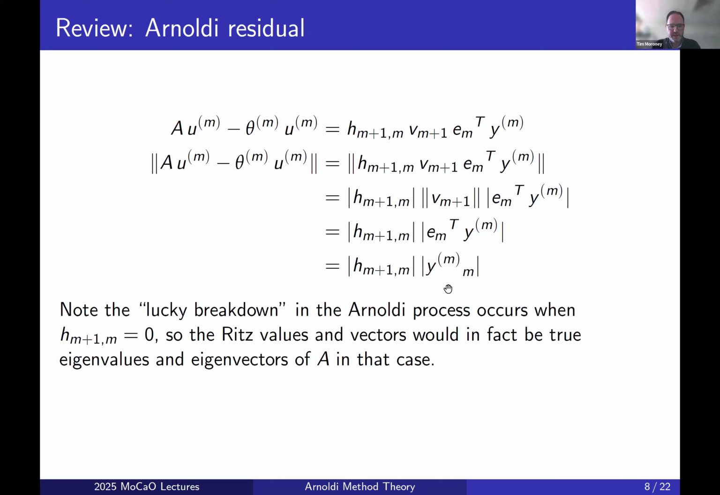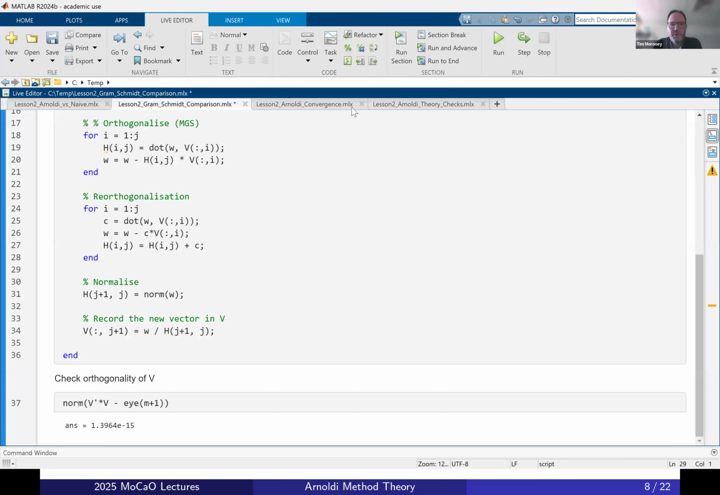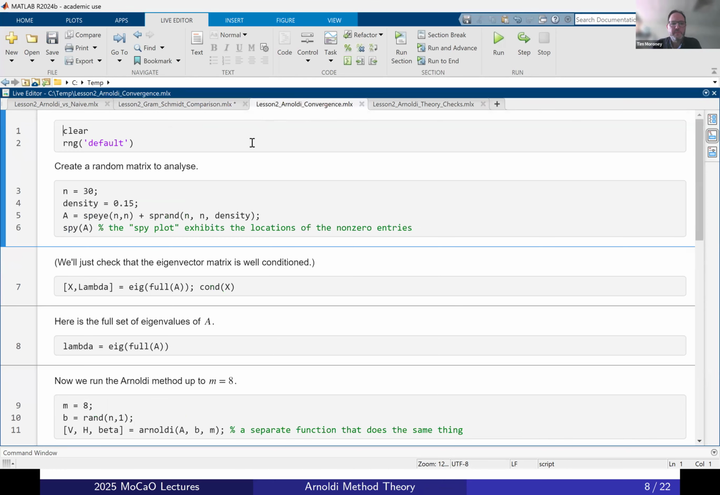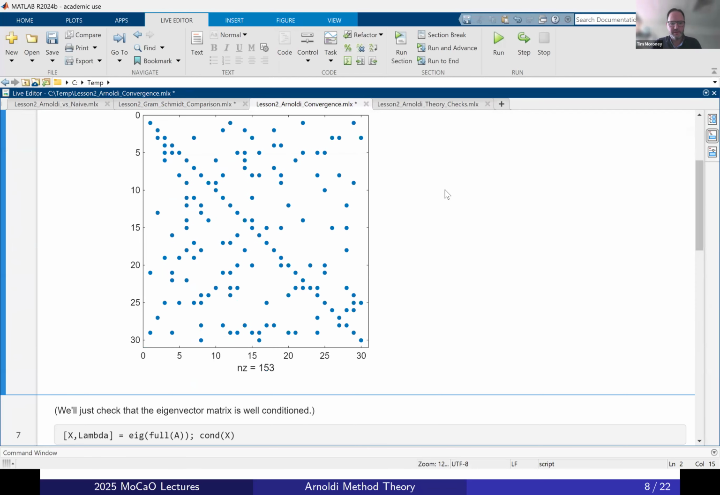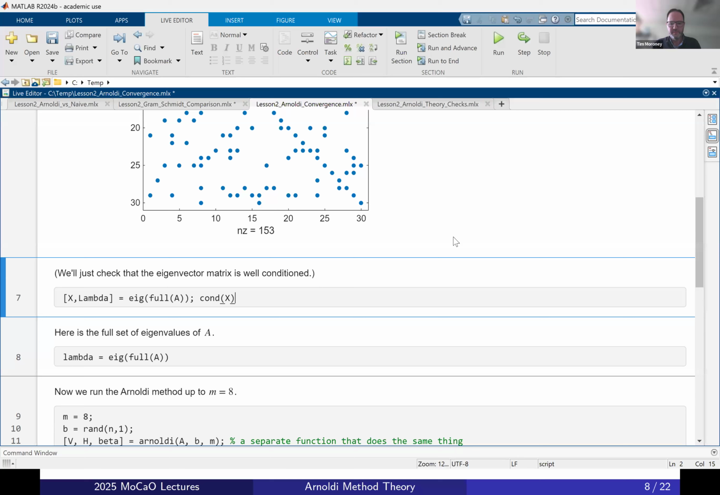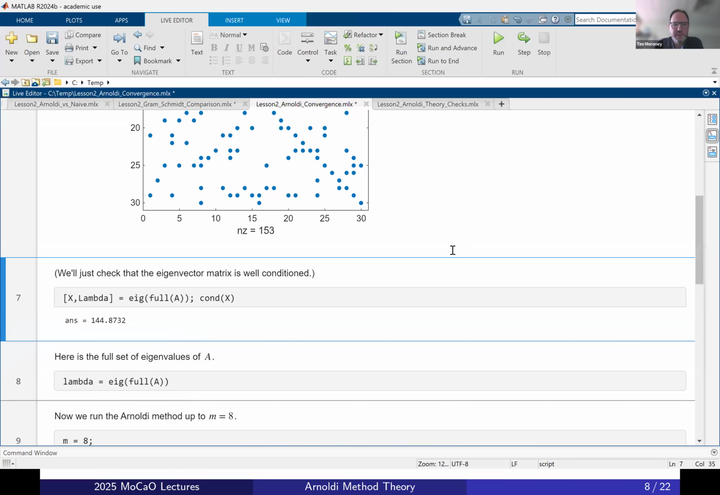Okay, so that's the story about the residuals. Now today, we want to understand a bit more about, I always bring my MATLAB worksheets along, which eigenvalues you're going to get for your money. Okay, we know how to monitor which have converged, but which do we expect to converge sooner rather than later?